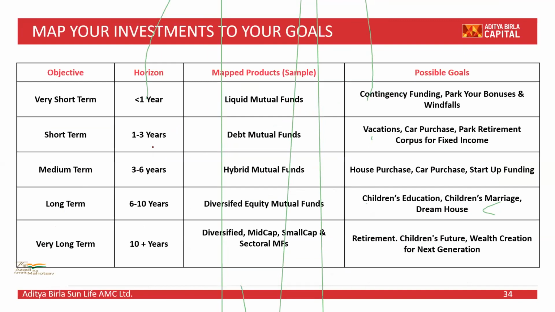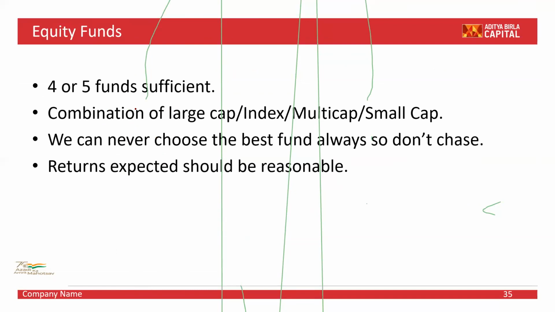This is how the categorization happens: 1 year, 1 to 3 years, 3 to 6 years, 6 to 10 years, and 10 and more years. If you're investing for a longer period of time, prefer equities. For a shorter period of time, prefer liquid. There are different varieties available in equities: large cap, mid cap, and small cap. I'm not dwelling much on it due to paucity of time, but all those varieties are available.